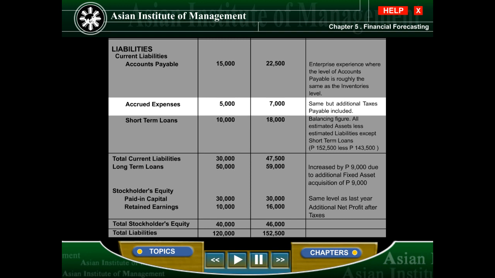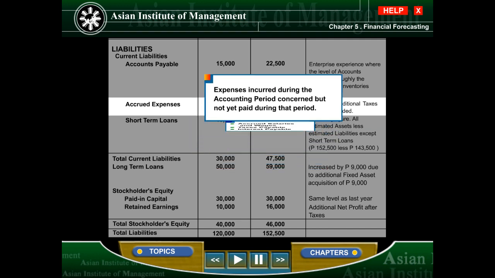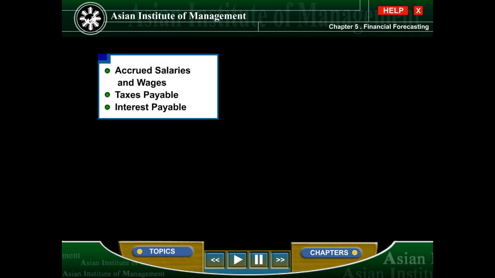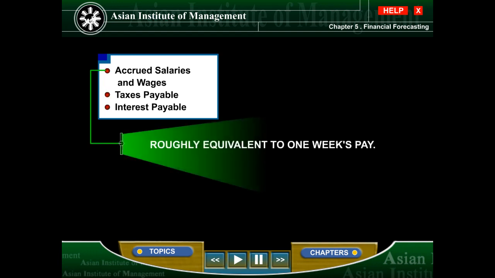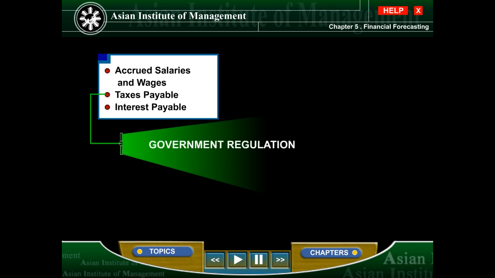Accrued expenses come next. These are expenses incurred during the accounting period concerned, but not yet paid during that period. These expenses include accrued salaries and wages, taxes payable, interest payable, and so on. The forecaster can do a detailed analysis of how each item behaves. The forecaster may discover that accrued salaries and wages are roughly equivalent to 1 week's pay. He may discover that taxes payable is a function of government regulations.